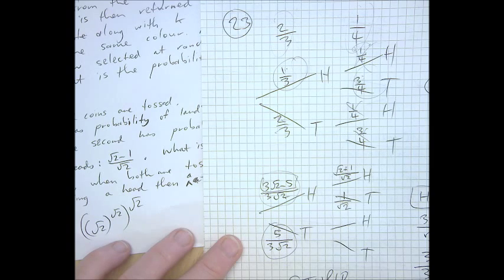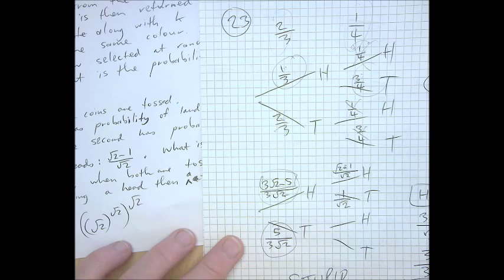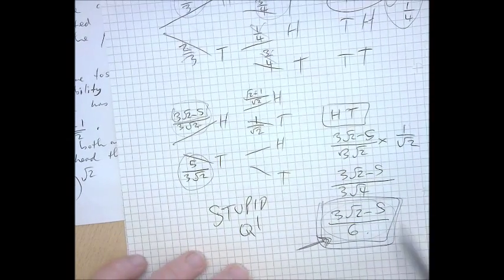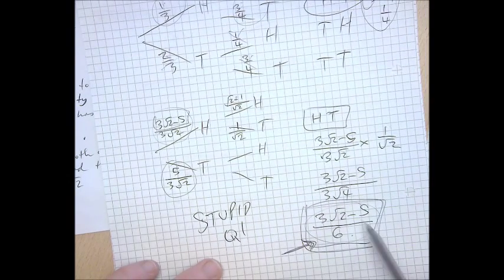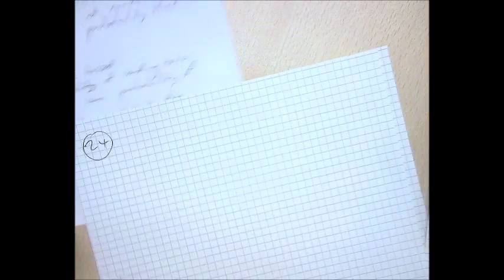So that times that is this, that times that is this, which becomes this. And the final point was just to realize that that's actually a negative probability, because I wasn't careful enough when I constructed my question. Sorry about that. Question 24.